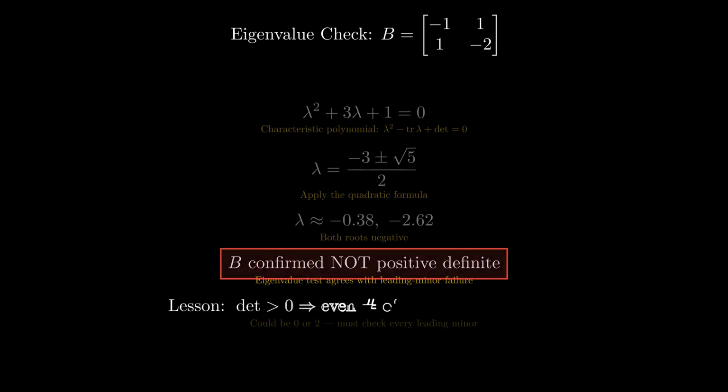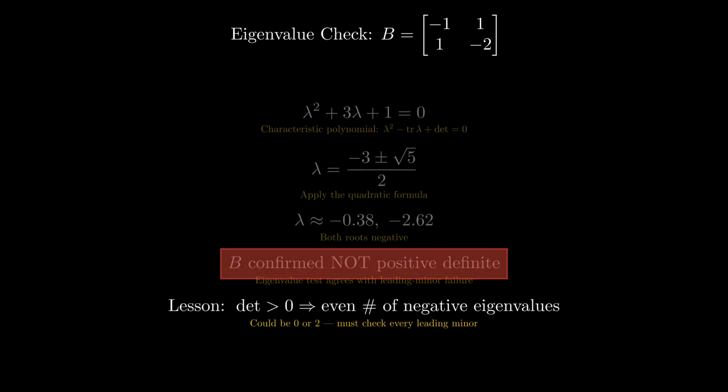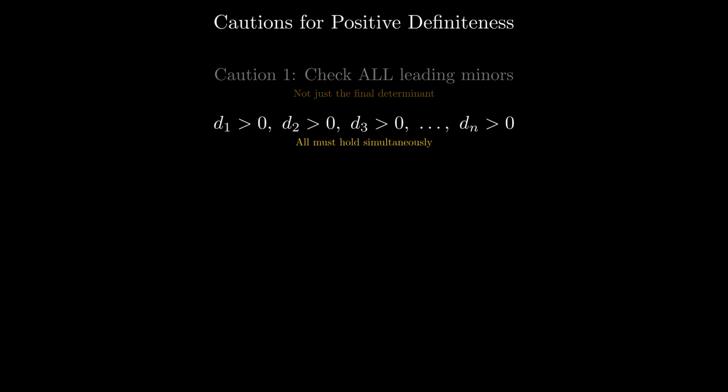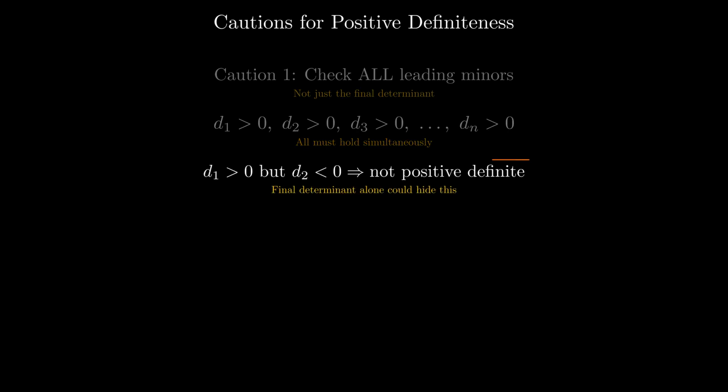The lesson here is crucial. A positive full determinant only tells you there's an even number of negative eigenvalues, possibly 0, possibly 2. You must check every leading minor. This is why every leading minor must be checked, not just the last one. The signs cascade through the sequence. If the 1 by 1 minor is positive, but the 2 by 2 flips negative, you've caught a sign change that the final determinant alone would hide.